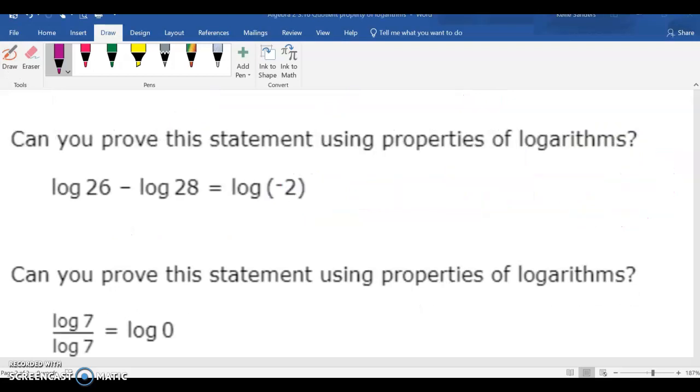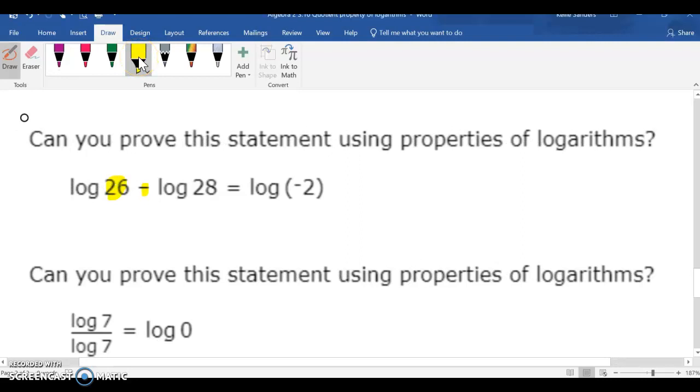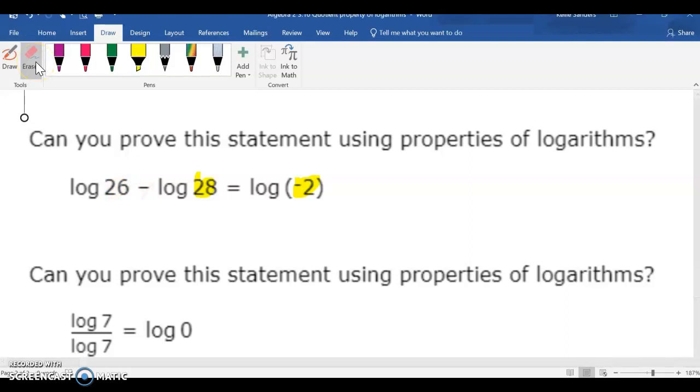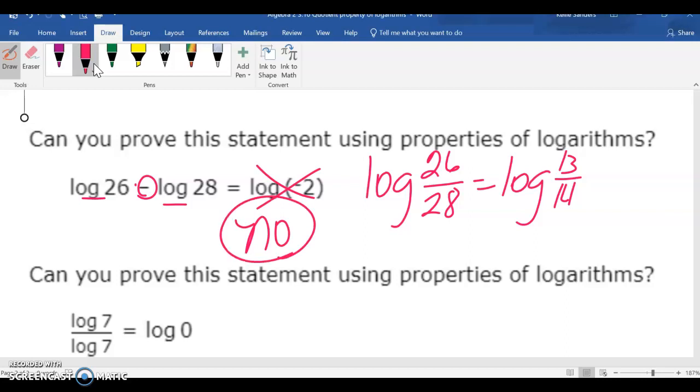Can you prove the statement using properties of logarithms? So, are they equal? Well, you're like, well, 26 minus 28 is negative 2. Yeah, that works. But that's not how logarithms are supposed to be done, right? Because of the minus sign and because of the logarithms, this would be log 26 over 28, which is the same thing as log 13 over 14, and that is not the same thing as log negative 2. So this is going to be a no.